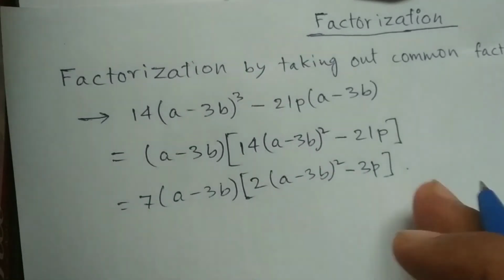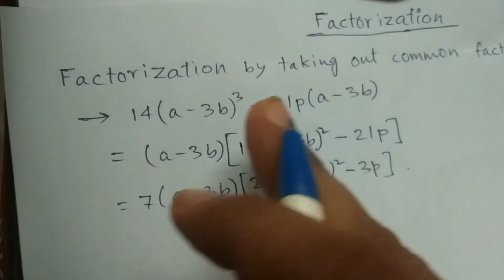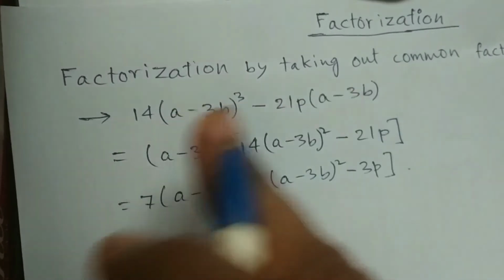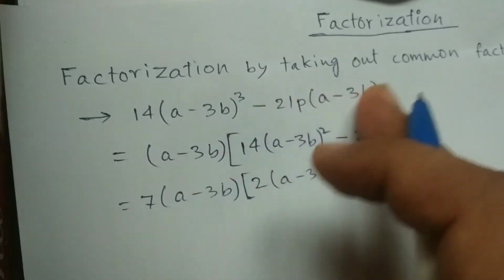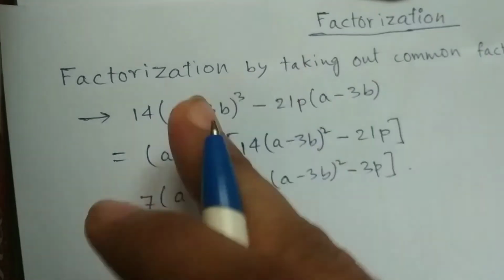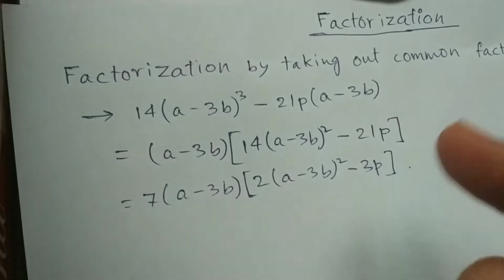By this way we can factorize this binomial. Binomial means when a polynomial consists of two terms. Here I am taking this as one unit and this as another unit. So two terms are there. It is known as a binomial. Okay, so I think it's clear to you all.